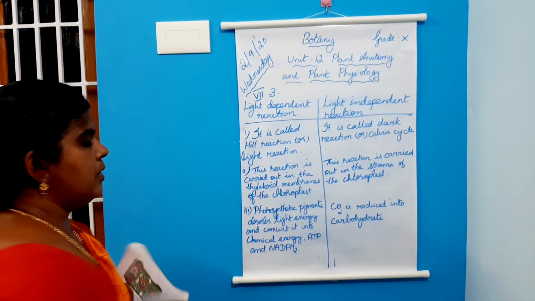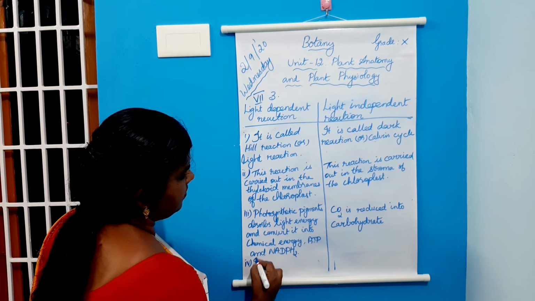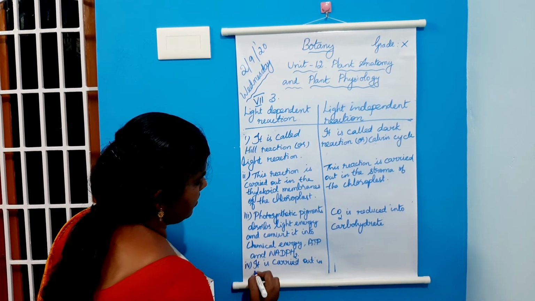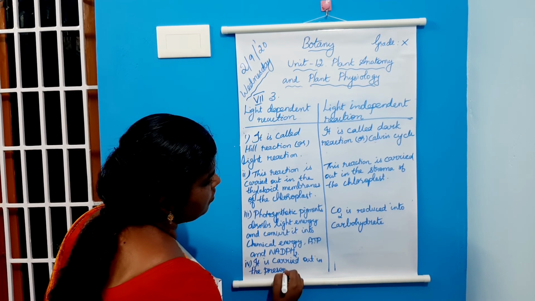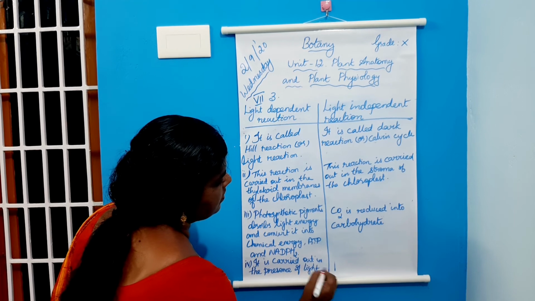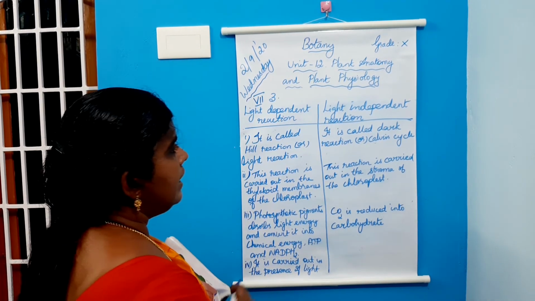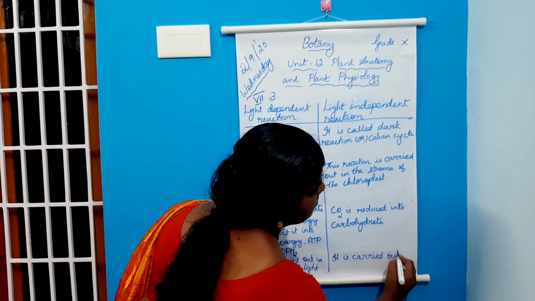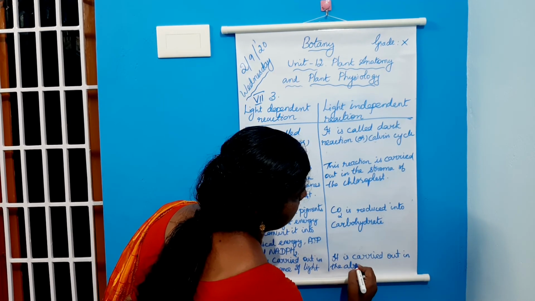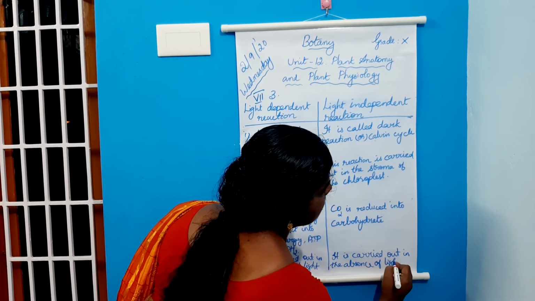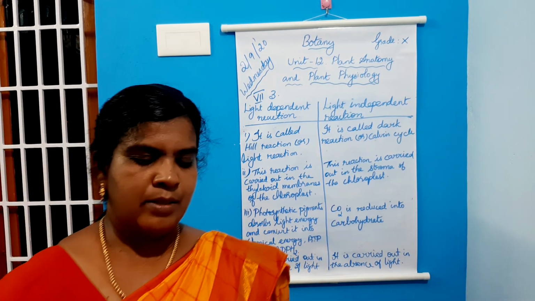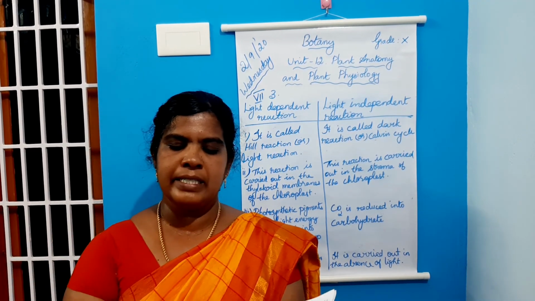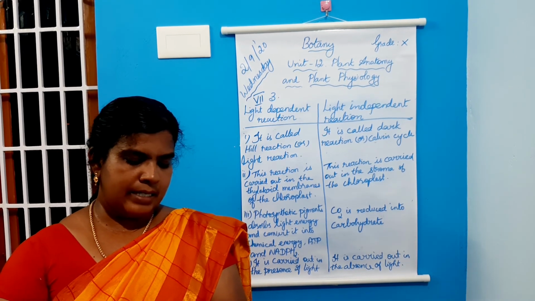Next point, the light dependent reaction is carried out in the presence of light. The light independent reaction is carried out in the absence of light. These are the differences between light dependent and light independent reaction. Next, what are the end products and reactants in each?